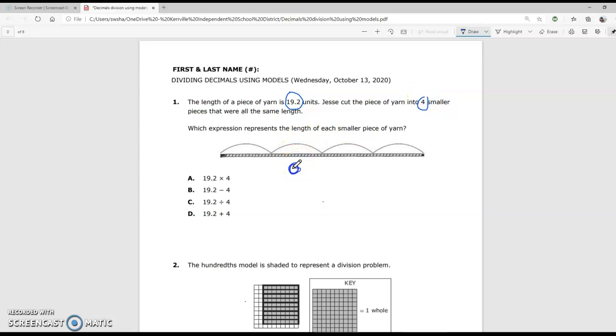So if you use your GET strategy, the total is 19.2 units, and it is going to be divided into 4 pieces. And so you know the total has to be divided by 4 to get the length of each piece, right? So it's not A because that's multiplication, it's not B, it's not D, but C. Okay.